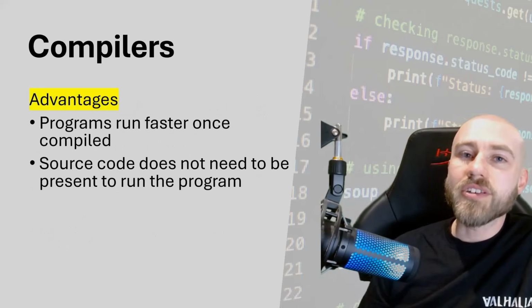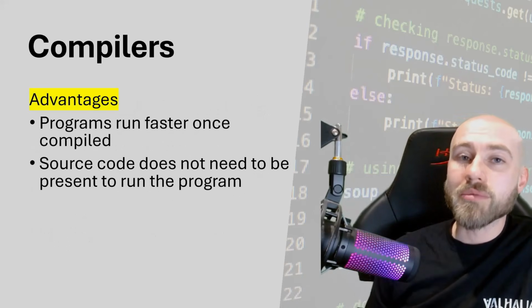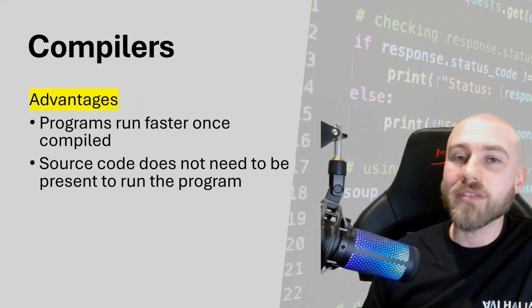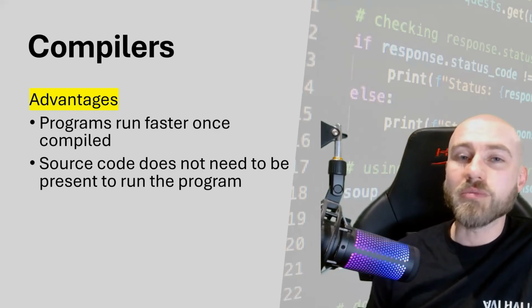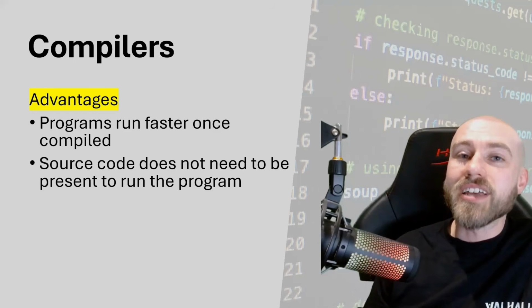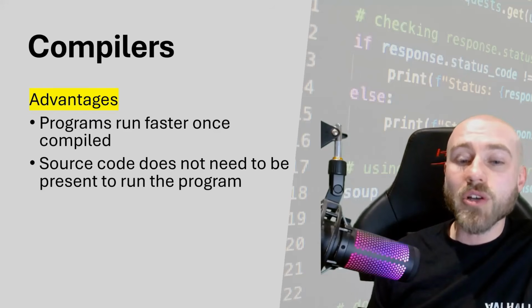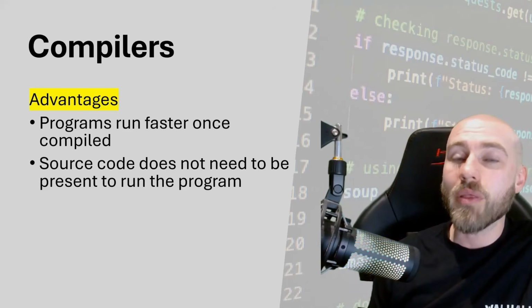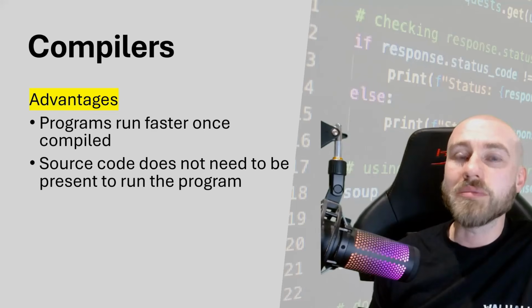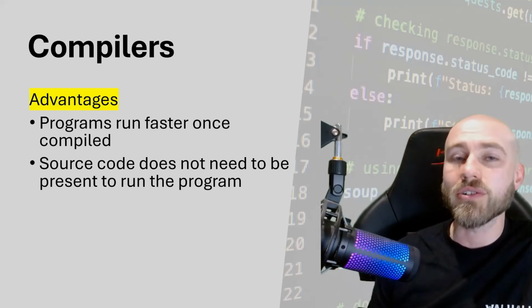So the advantages of using a compiler include that the programs themselves will run faster once they've been compiled. That's because they don't need to be translated again, they can just be run straight away. And as I mentioned earlier, that source code isn't needed anymore. You've already got the file which has been compiled, so you can share that with other people. That's a massive advantage. And it also means big companies don't need to share the original source code once they've sold it.